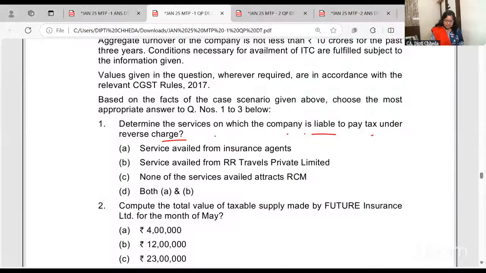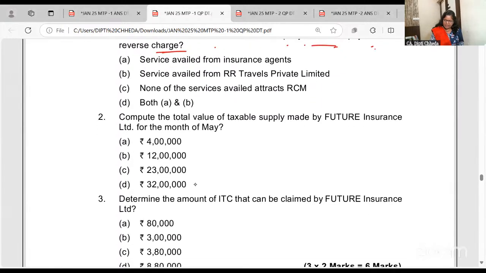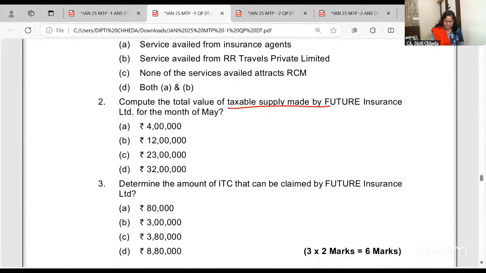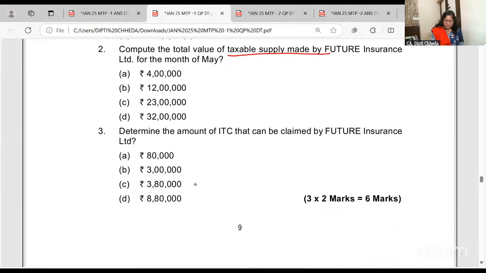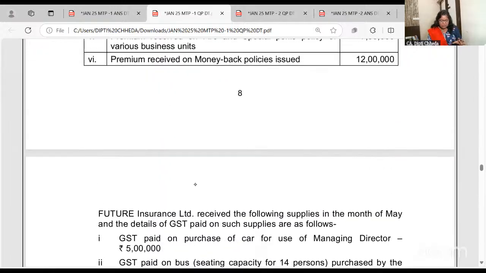So what we will do is we will just read the question first. Determine the services on which RCM is payable. Compute the taxable supply, exemptions if any. Determine the amount of ITC. So it's as good as small questions in this.